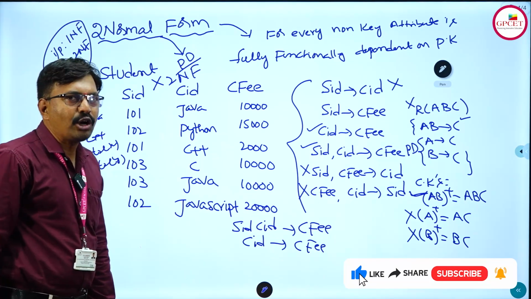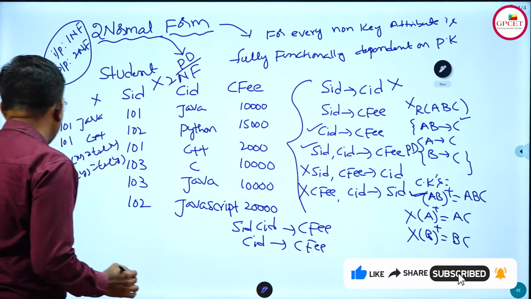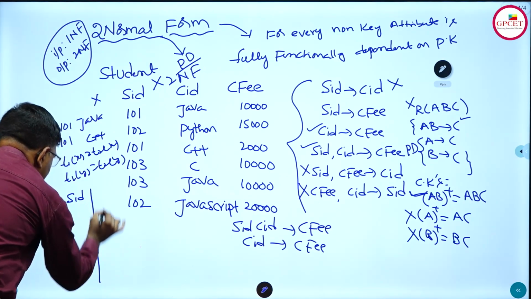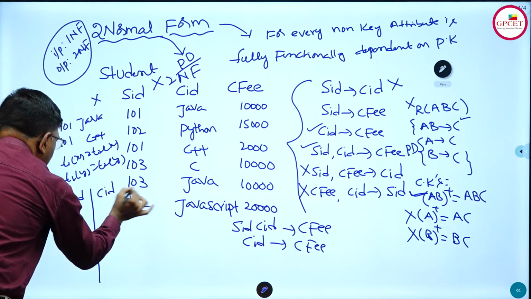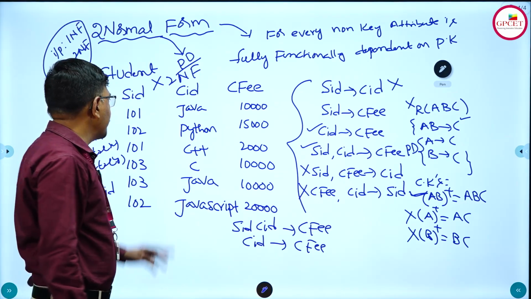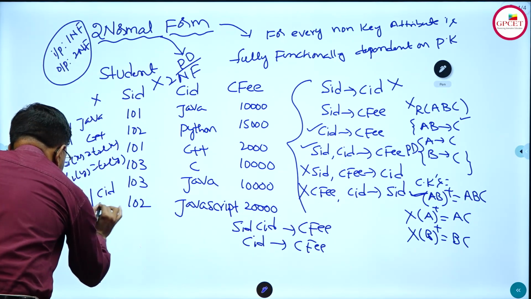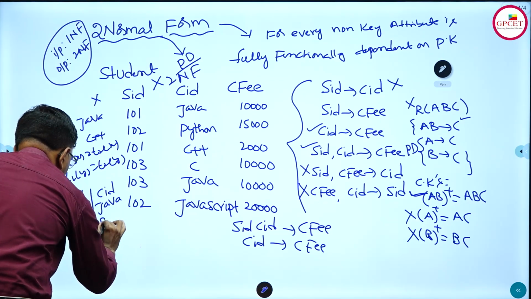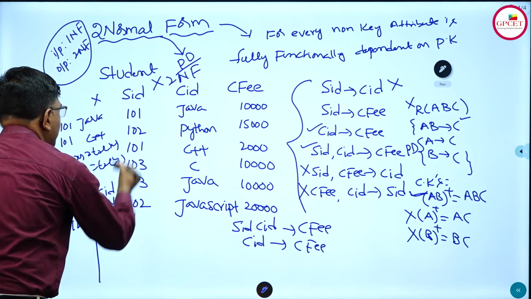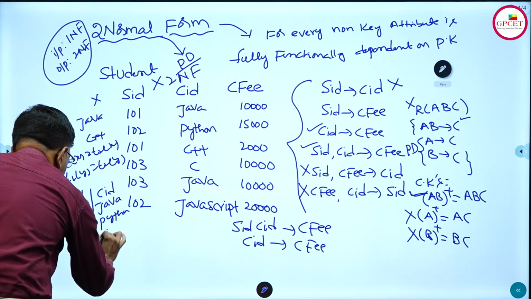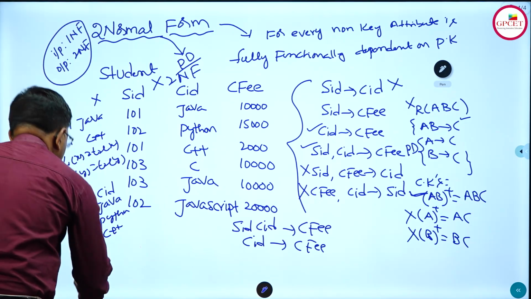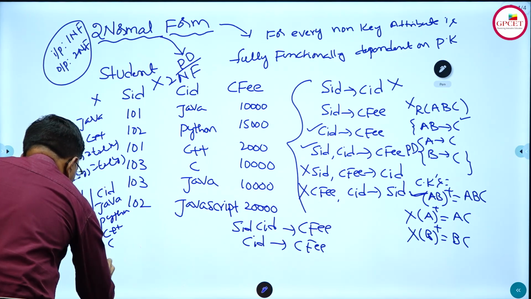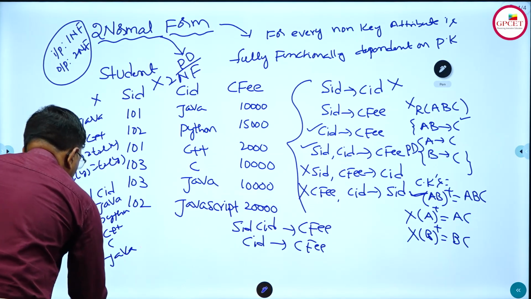That's why we can decompose it into two smaller relations. What are the two smaller relations? The first one is SID, the second one is CID. And what is the first one? 101 Java. Next 102 Python. Next 101 C++. Next 103 C. 103 Java. Next 102 JavaScript.